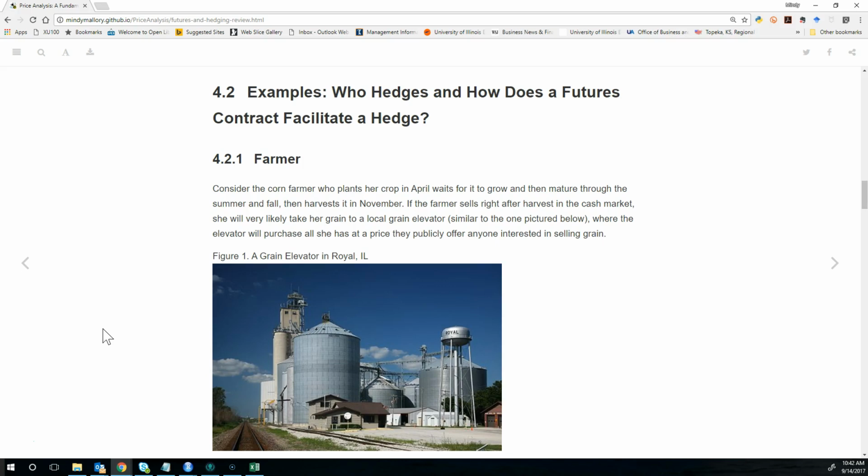So if the farmer sells their grain right after harvest, they're very likely going to go to a local grain elevator. And here's one that's nearby in Royal, Illinois. And these places will buy grain from farmers all season, and they have publicly posted prices that the farmer can get on their smartphone or call them up on the telephone and know before they show up exactly the price that they're going to get.